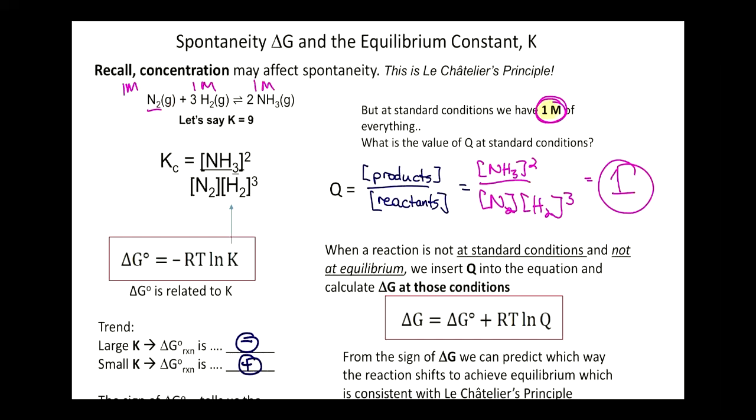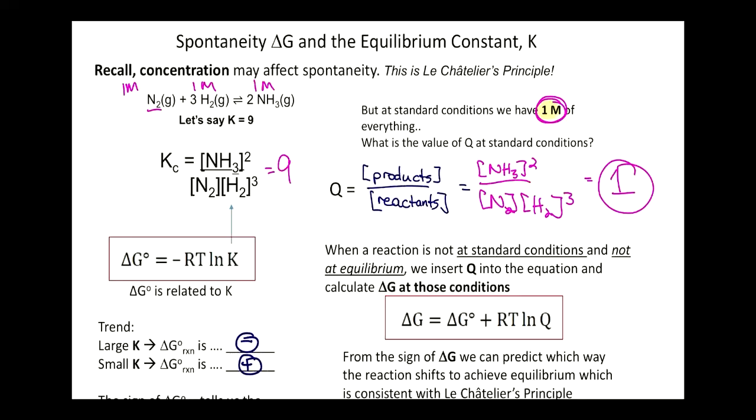In which way? Just predict, okay? If Q is 1, but the reaction wants a K of 9, which way does the reaction have to go to achieve that? If we start at standard conditions and move towards equilibrium, which way does the reaction have to go? Forward. Because if Q is less than K, you need to make more products. So the forward reaction has to occur. So now relate this to delta G. If Q is 1, but we want a K of 9, the forward reaction has to occur. So what should the sign of delta G be?